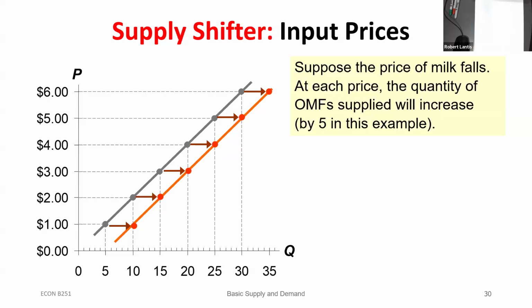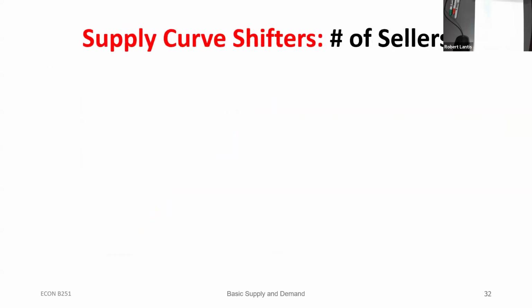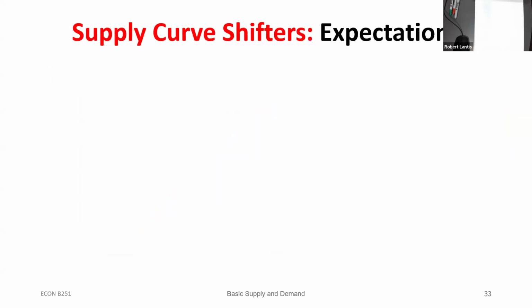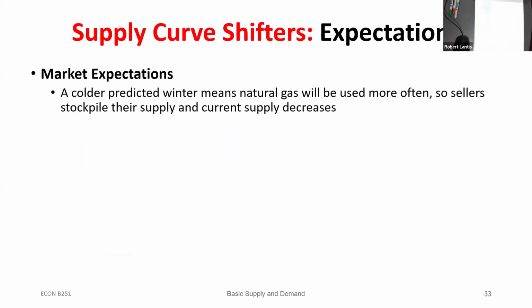Any questions on that idea? Again, I'll try to move through this a little quicker to save us some time. So we've already done number of sellers. We can also do price expectations. Okay. So this is where it's going to work the exact opposite of demand, right?